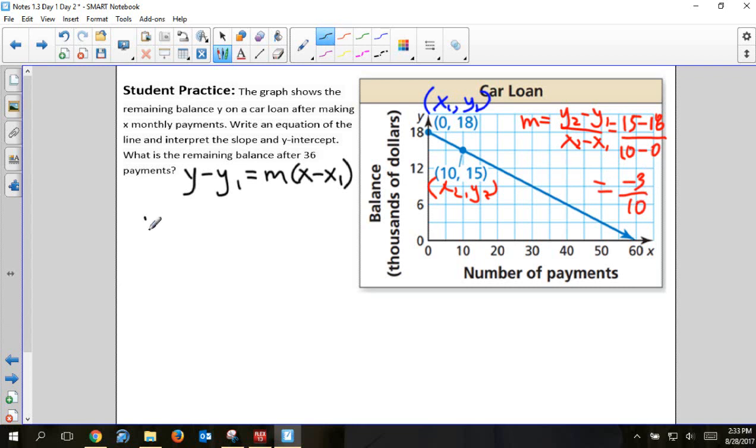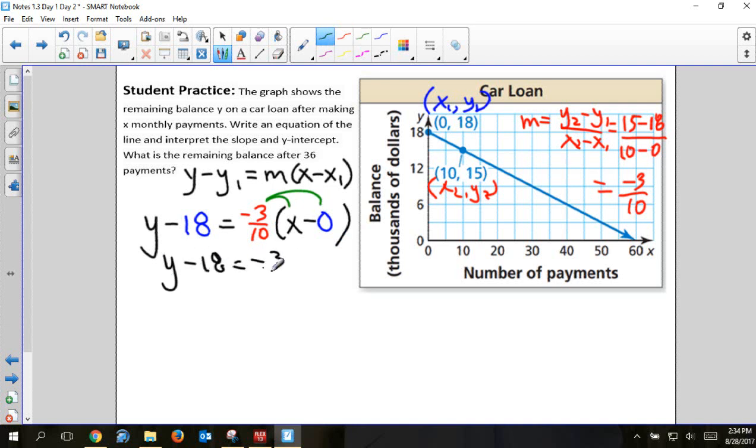When we write our equation, y minus y1, which is 18, equals our slope, negative 3/10, parenthesis, x minus x1, which is 0. That's point slope form. And then we're going to simplify it and make it say y equals, so it's nice and easy to graph with. We'll distribute the negative 3/10. That's just negative 3/10 x, and then you multiply it by 0, it's not there. And then add 18.